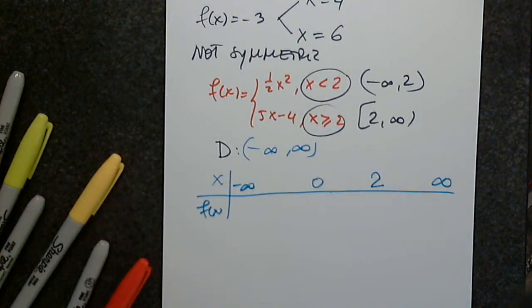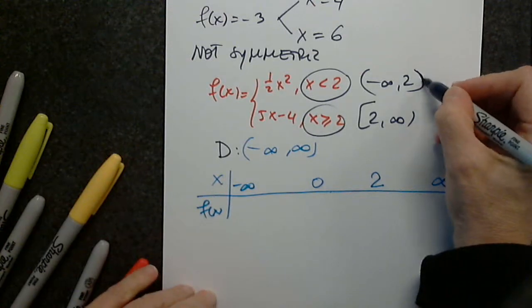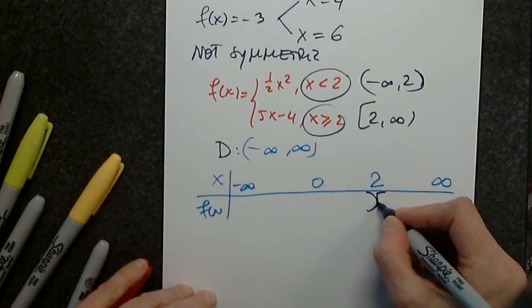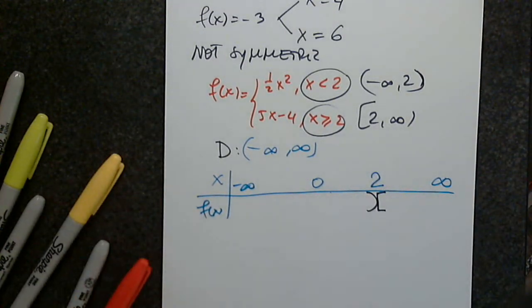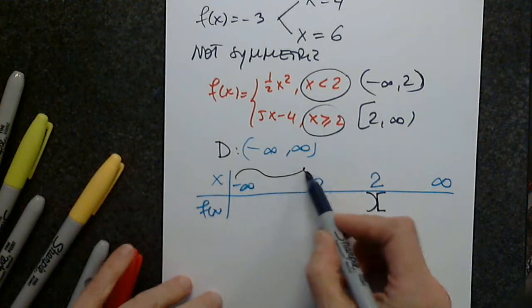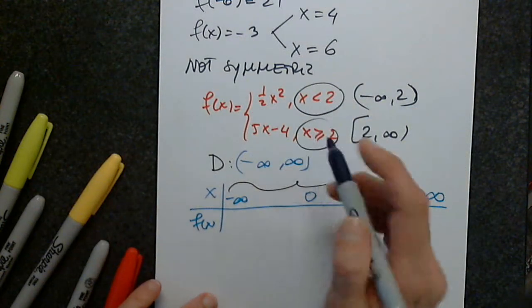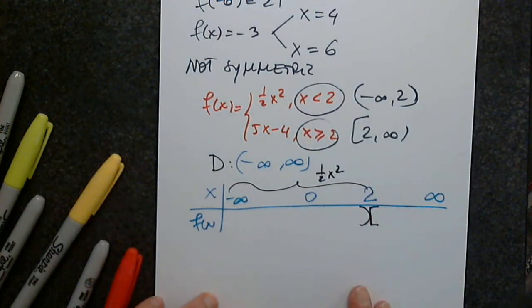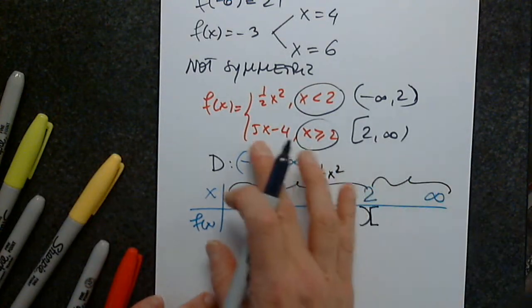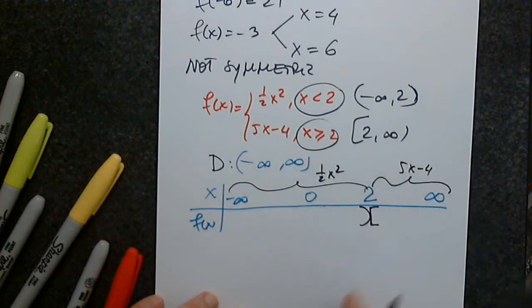So next step, yes, but please remember they are touching. Do not leave an empty space in there. Okay, so now I want to identify, in order not to mess it up, that between negative infinity and 2, I have to use 1/2 x squared. And then between 2 and infinity, I have to use 5x minus 4.